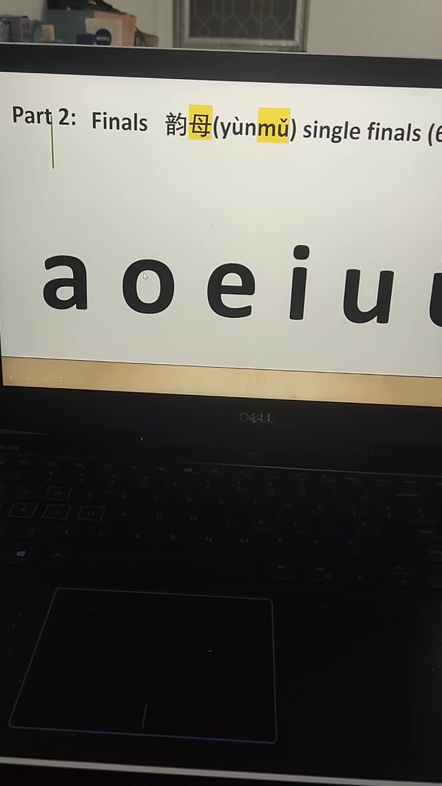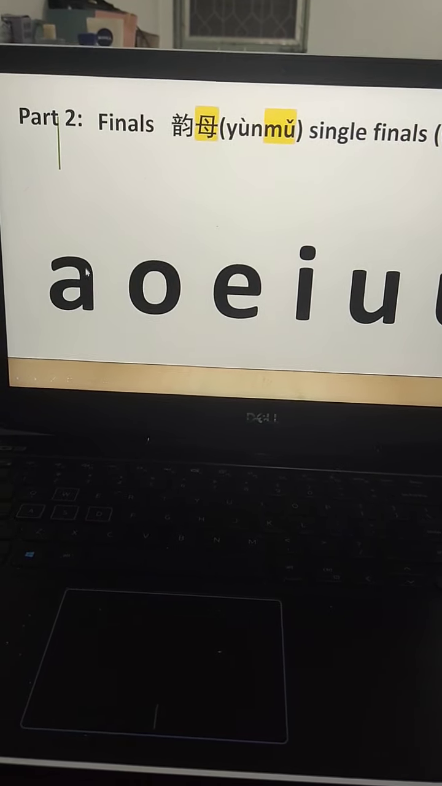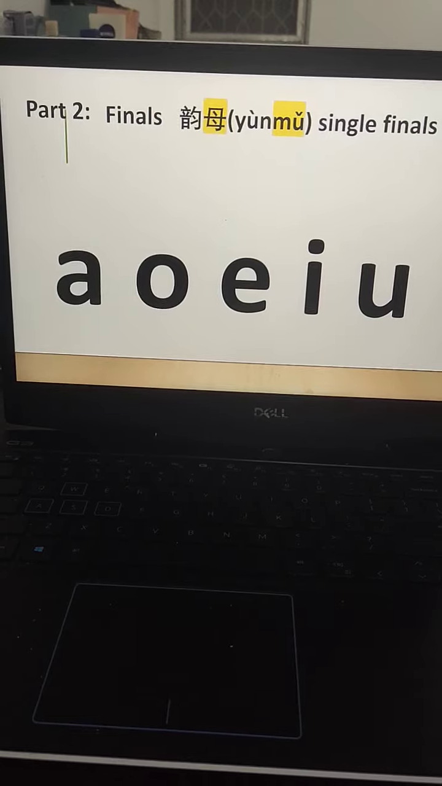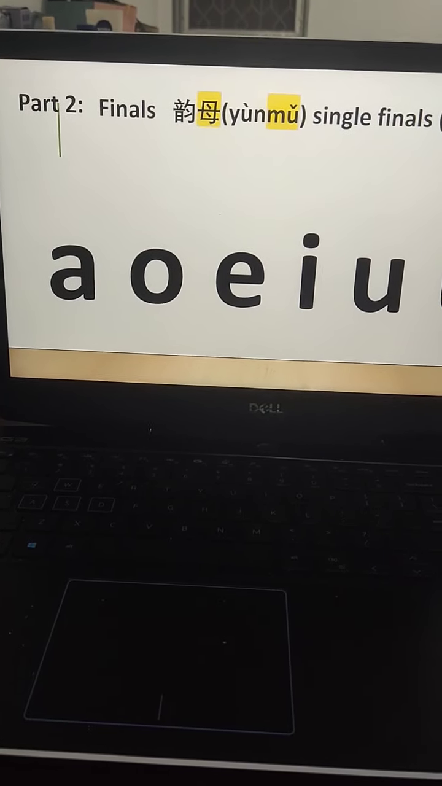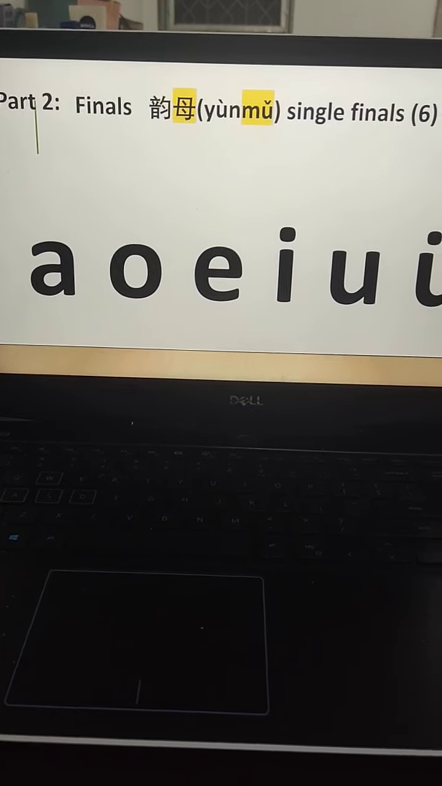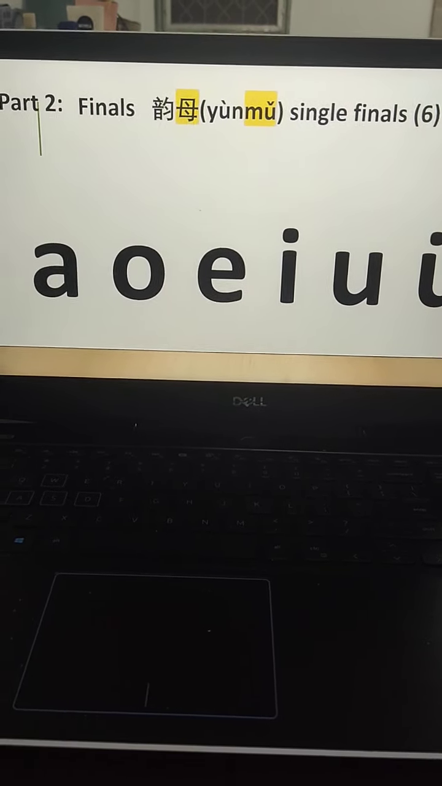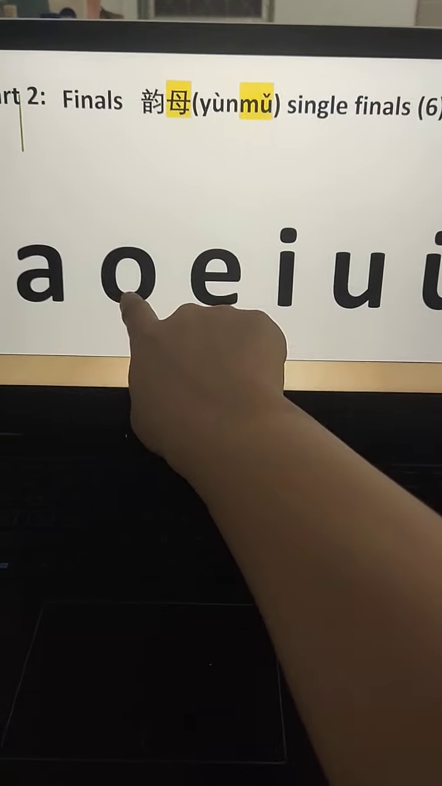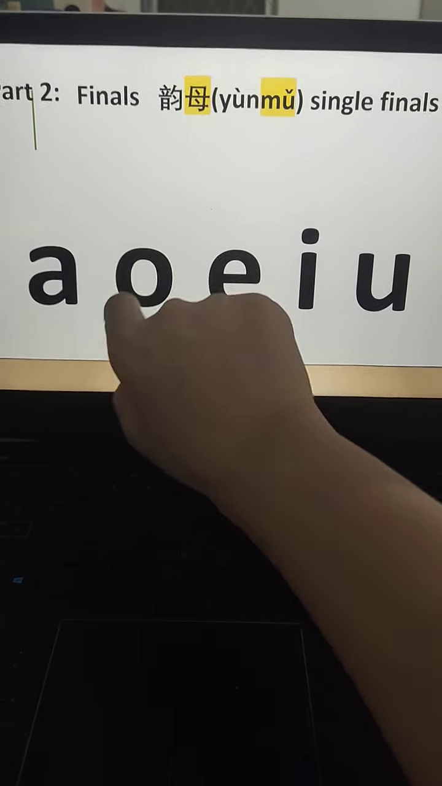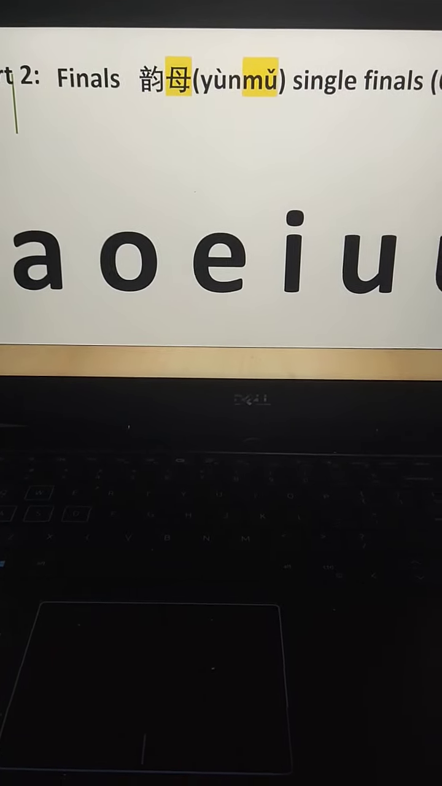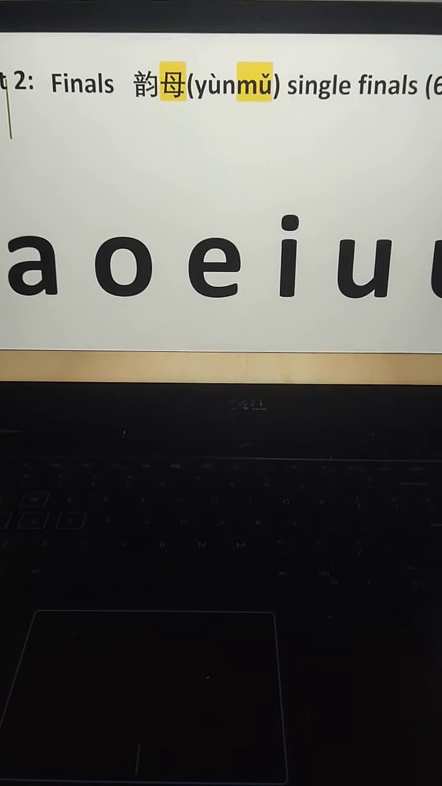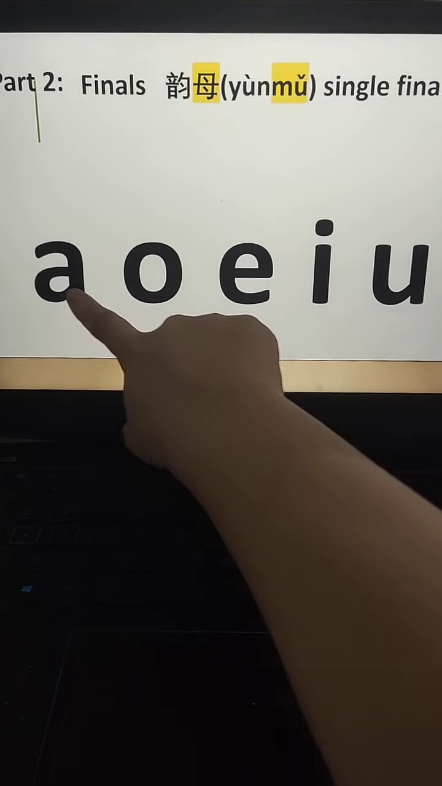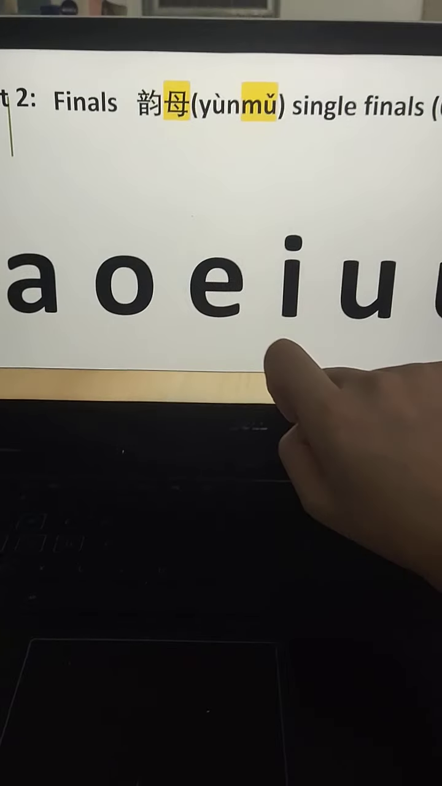This one is o. When you pronounce a, you need to open your mouth. You can open bigger than English pronunciation. A. And this one o, you need to make your mouth be round, because this is round. Make your mouth be round. O. This one is a, o. How about this one?